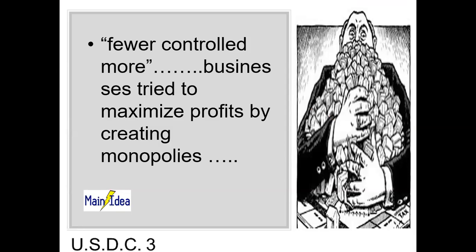You see people like John D. Rockefeller forcing other people out of business. Fewer controlled more. Businesses trying to maximize profits by creating monopolies. A monopoly is where you have all the business. For example, you're the only person selling oil, or on a local basis, you're the only hamburger place in town, or you're the only feed store in town. You have a monopoly. And when you have a monopoly, you can control more and you have total control over prices.